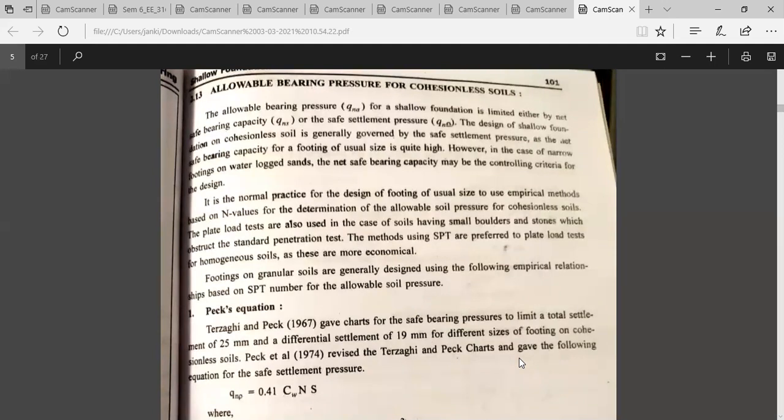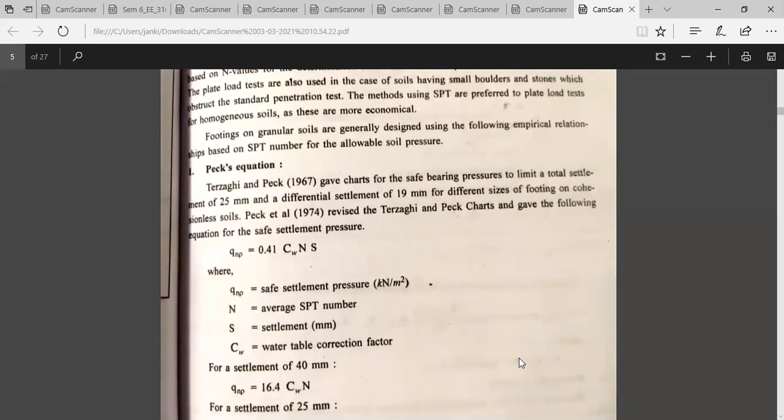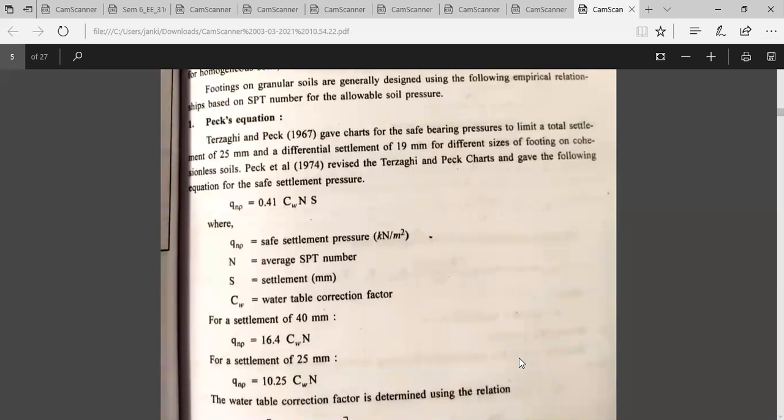So the methods using SPT are preferred to plate load test for homogeneous soils, as these are more economical. Basically, footings on granular soils are generally designed using the following empirical relationships based on the SPT number for the allowable soil pressure, right? So first one is Peck's equation. Terzaghi and Peck in 1967 gave charts for the safe bearing pressure to the limit of a total settlement of 25 mm and differential settlement of 19 mm for different sizes of footing on cohesionless soil.